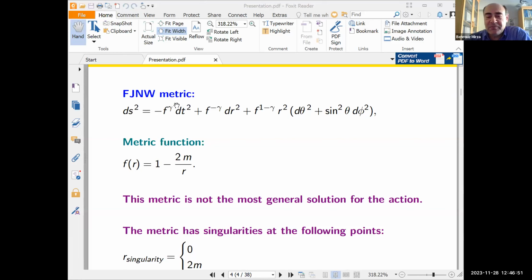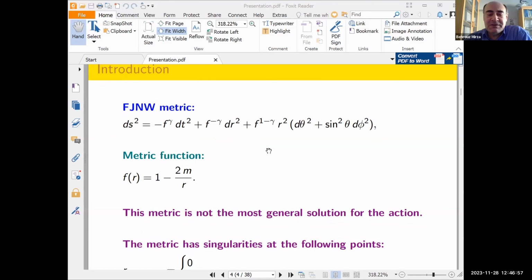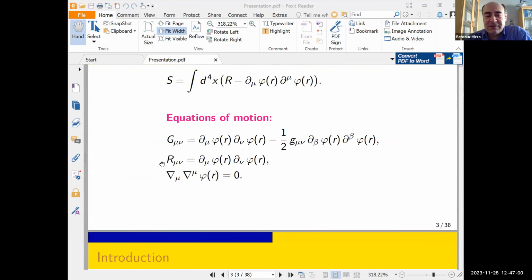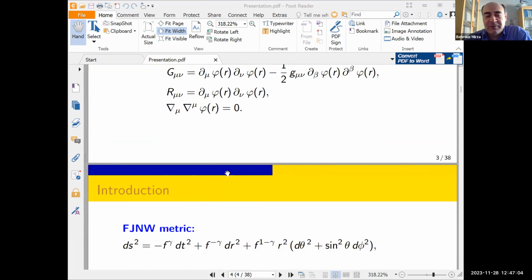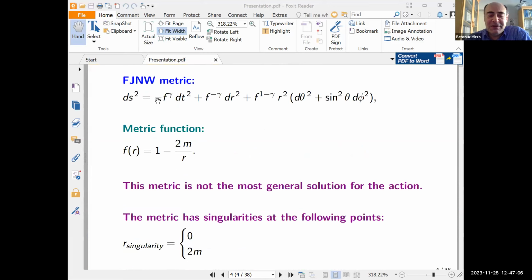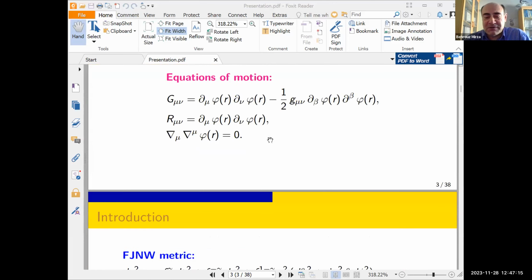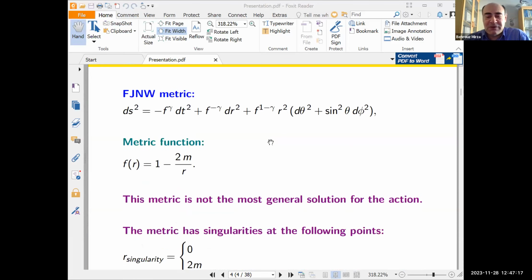Gamma is another parameter, and we have two parameters in this metric. This is the solution of R mu nu equal to d mu phi d nu phi. And this solution is well known. For a long time, we had only this solution for this set of equations. No other solution was known.